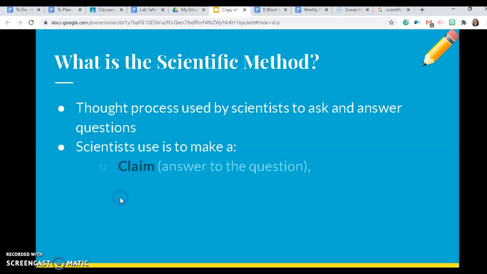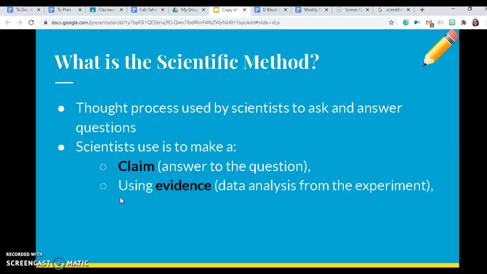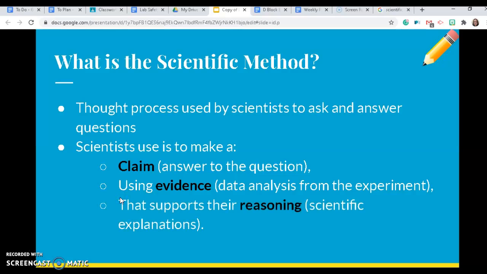Scientists use it to make a claim, which is an answer to the question or problem, using evidence, using data analysis from an experiment, and that supports their reasoning or their scientific explanations.